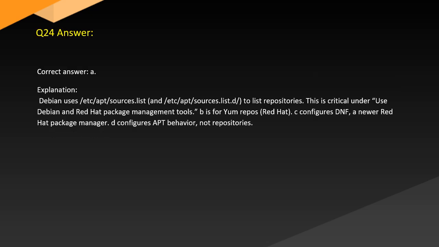Answer. Correct answer A. Explanation. Debian uses /etc/apt/sources.list and /etc/apt/sources.list.d to list repositories. This is critical to understand to use Debian and Red Hat package management tools. B is for Yum repos on Red Hat. C configures DNF, the newer Red Hat package manager. D configures apt behavior, not repositories.